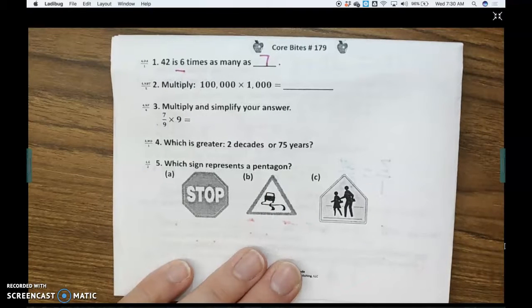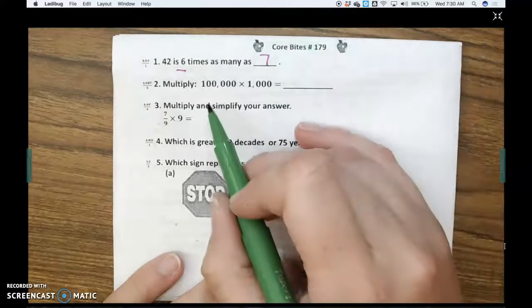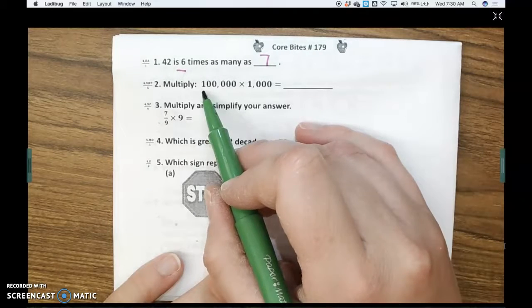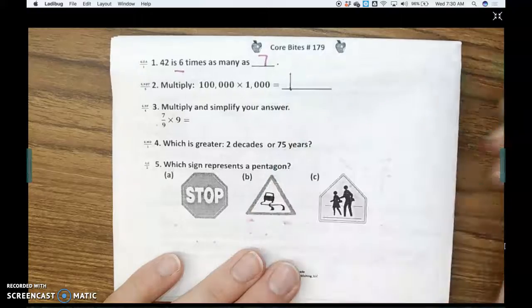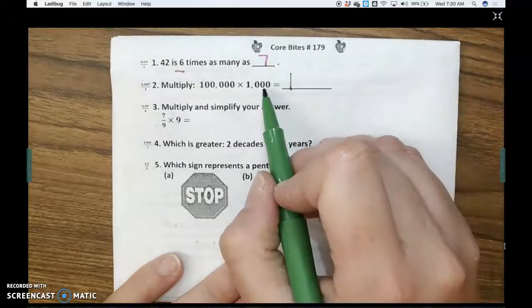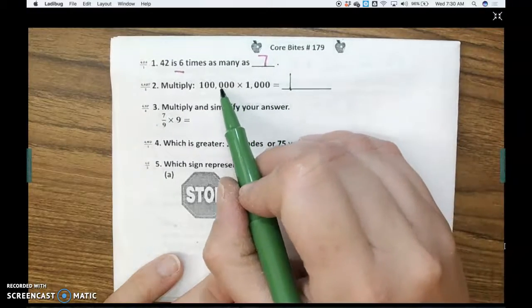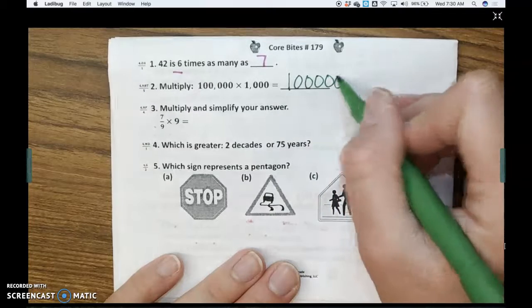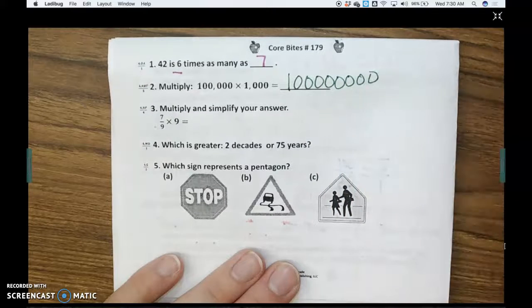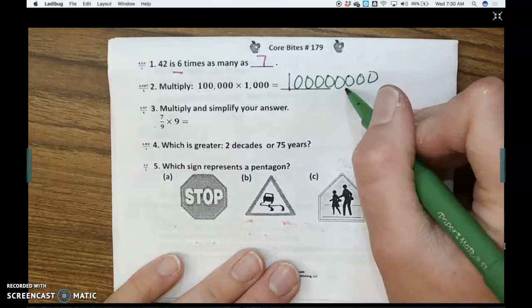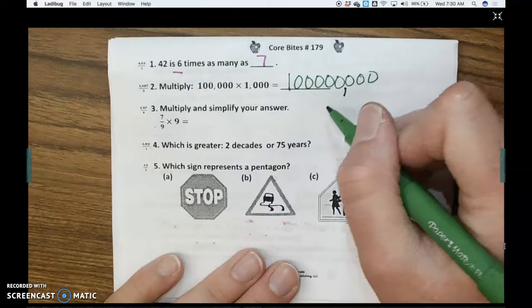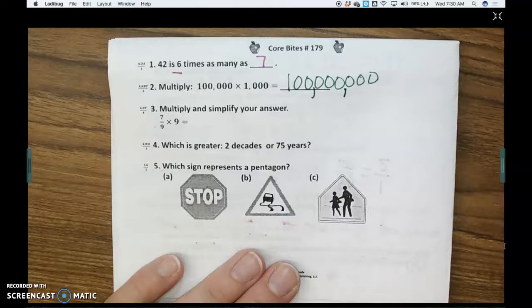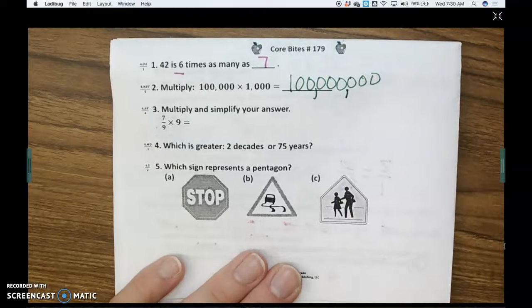For the next one, we're going to multiply 100,000 times 1,000. And if you remember the little trick, if you do 1 times 1, that's 1, and then just count your zeros. 1, 2, 3, 4, 5, 6, 7, 8. And then every 3, you're going to have your comma for the different periods. So your answer is 100,000,000.